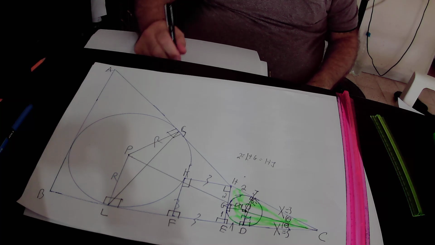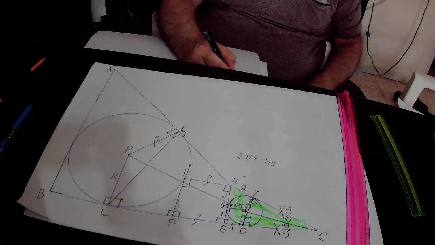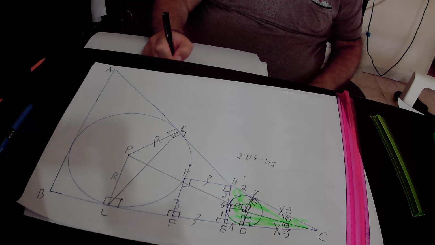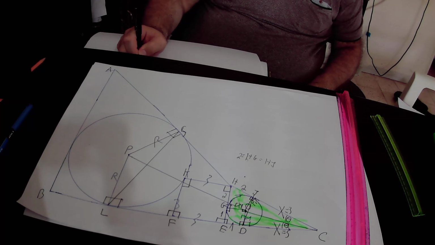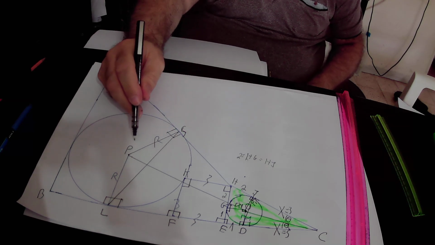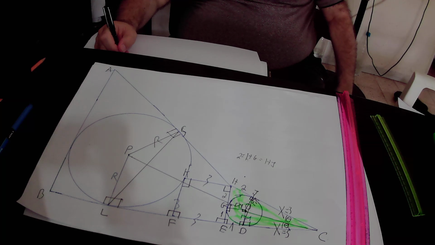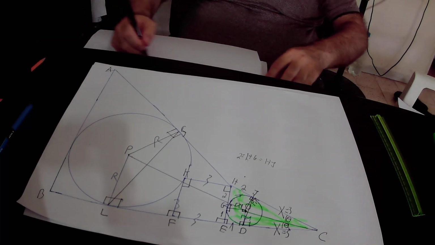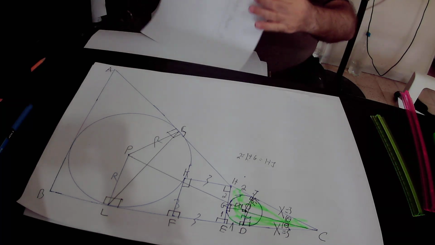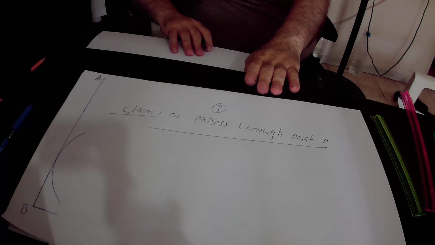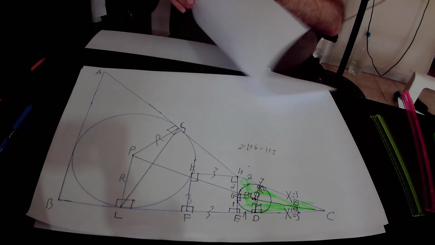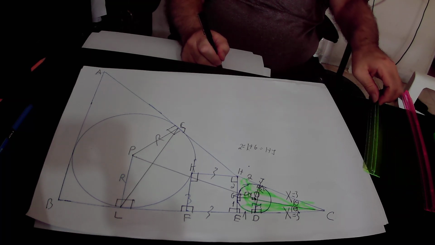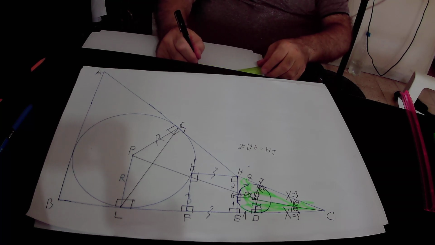So our claim is that the angle bisector CO passes through point P. Again, our claim is that CO passes through point P. We'll prove this claim in a negative way, by contradiction.